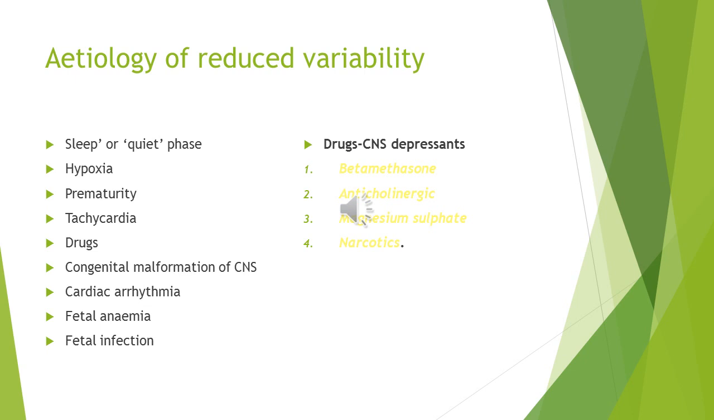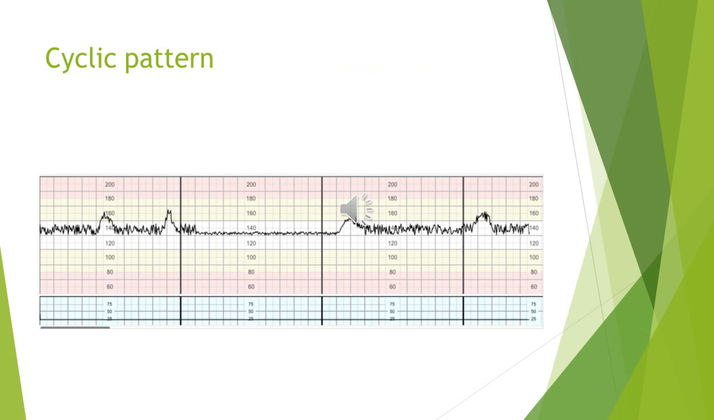Any congenital malformation in the central nervous system, cardiac arrhythmias, fetal anemia, which will cause a sinusoidal pattern, and fetal infection. So this is what we call the cyclic pattern. As you can see, there are periods of good variability, then an area of reduced variability, then an area of good variability. This is a normal CTG. Actually, we like to see this cyclic pattern, because you know the baby is in active sleep, so the baby is normal.